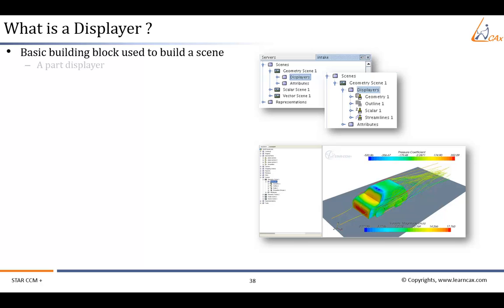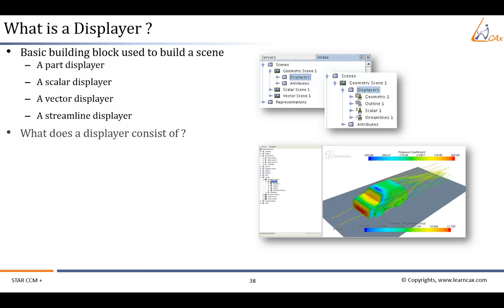1. A part displayer to control the appearance of geometry. 2. A scalar displayer to control the appearance of scalar contours. 3. A vector displayer to control the appearance of vector glyphs. 4. A streamline displayer to control the appearance of streamlines.